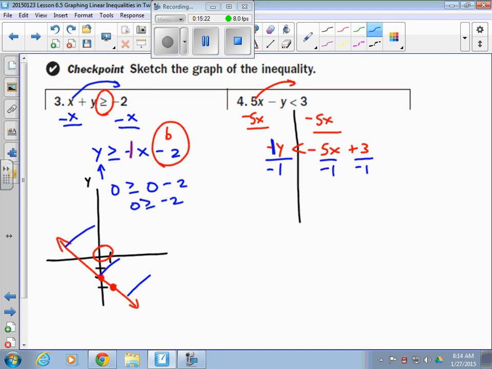Remember, you add and subtract like terms only, but you multiply and divide everything. So y, negative 1 divided by negative 1 is going to cancel out and leave you with y. Negative 5 divided by negative 1, a negative divided by a negative, is going to be a positive 5x. And then positive 3 divided by negative 1 is negative 3. At this step, however, unlike the first step, now we're dividing by a negative number. So we're going to take that symbol less than and reverse it to make it say greater than.